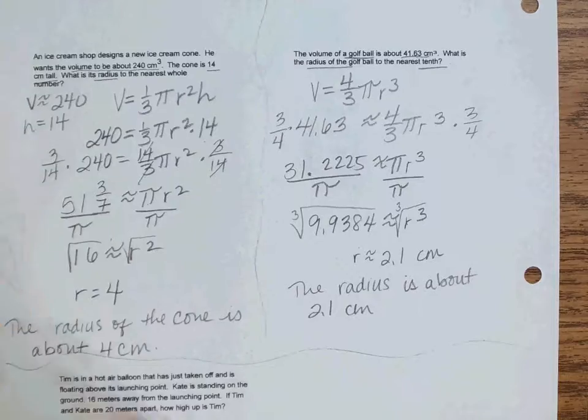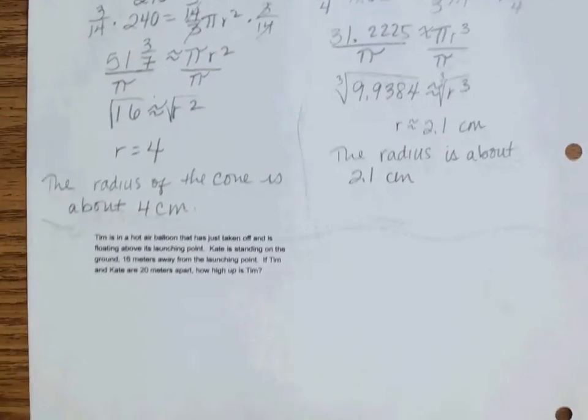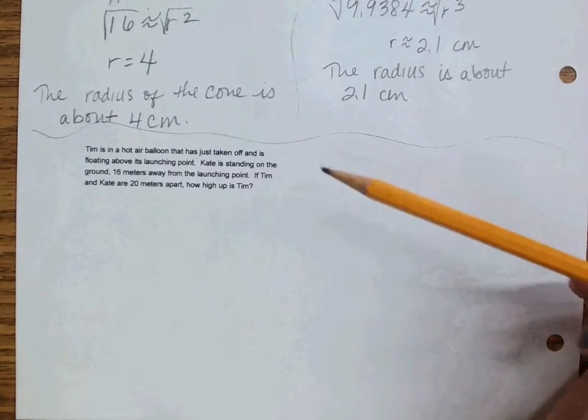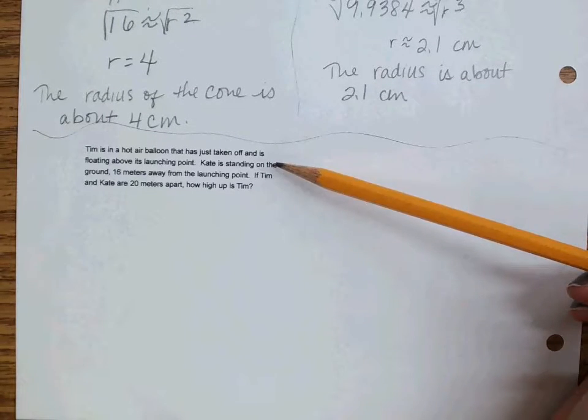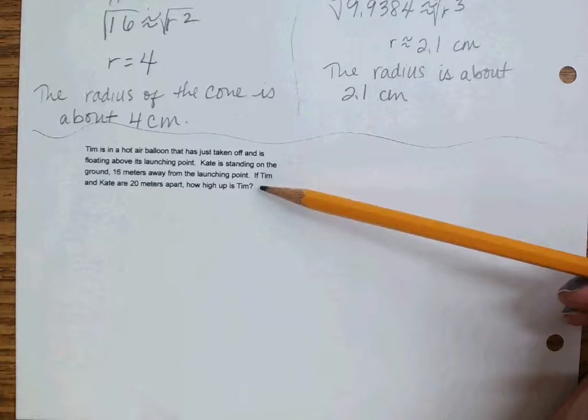We have a review problem with Pythagorean theorem. Tim is in a hot air balloon that has just been taken off, and is floating above its launching point. Kate is standing on the ground 16 meters away from the launching point. If Tim and Kate are 20 meters apart, how high up is Tim?